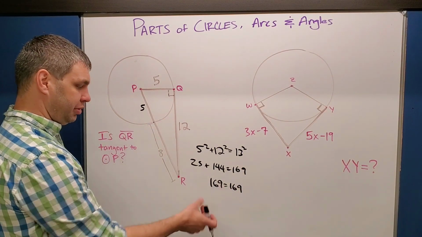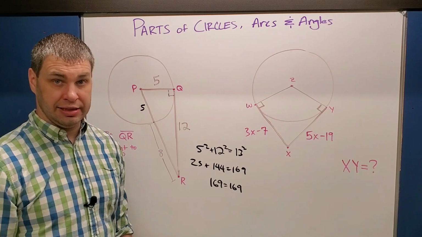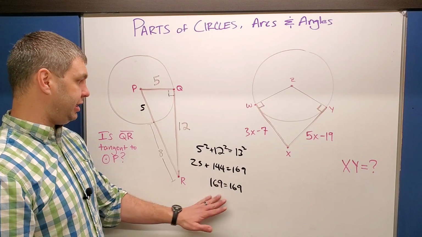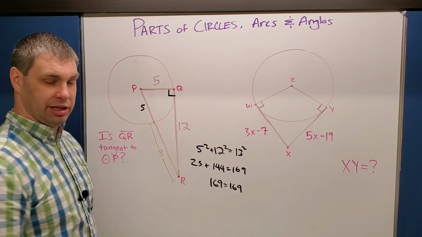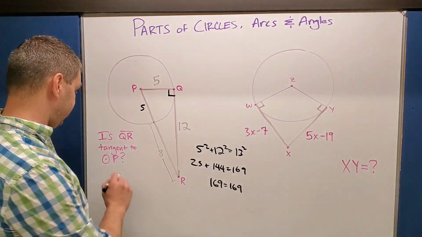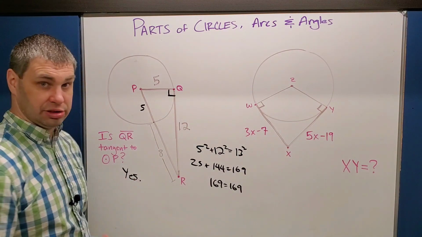Again, if I were to get a different number, maybe I got like 200 equals 169, then it would not be. But since these equal, I can go ahead and actually fill this in with a solid right angle there to show that that is, in fact, tangent. So I could answer the question with just yes.